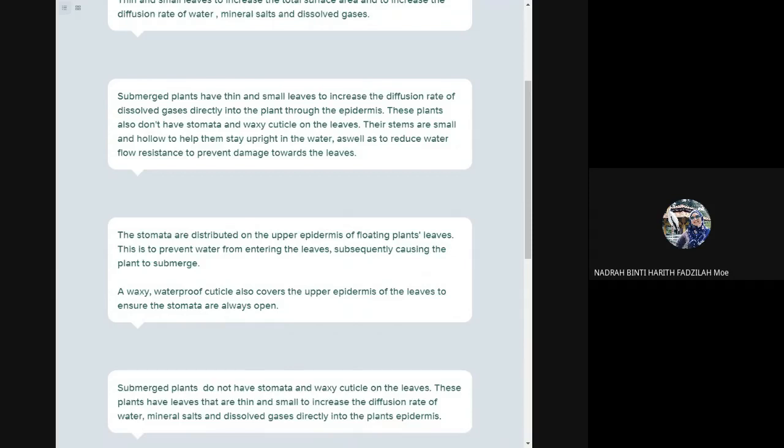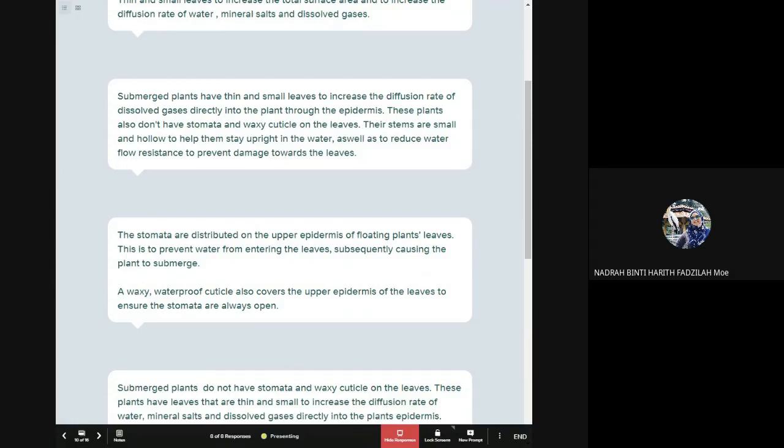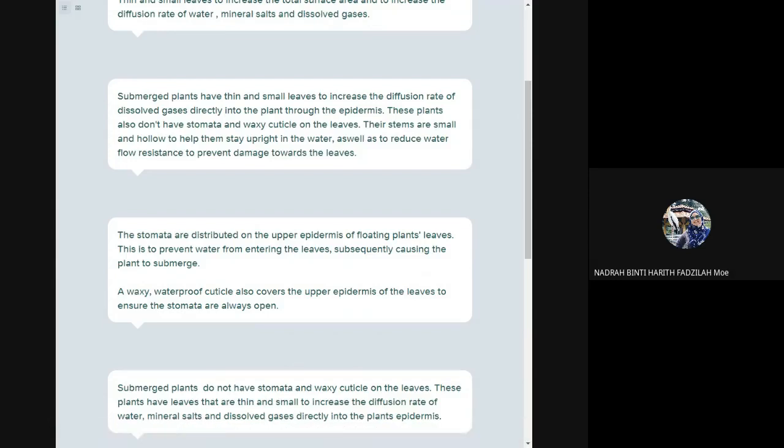Okay, stand upright in the water. Saya terima bila kamu tambah reduce flow resistance to prevent damage toward the leaves. Saya setuju. Nanti bila kita tengok adaptation lain, plant help them to stay upright in water ni juga penting untuk satu lagi proses, iaitu proses photosynthesis. Nanti kita boleh guna.